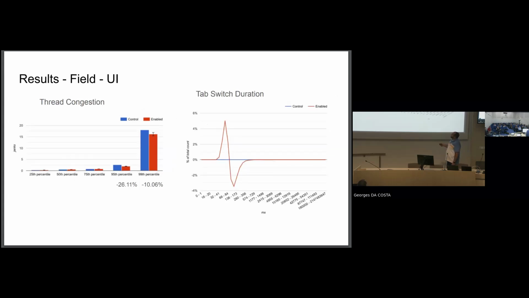Thread congestion here is how backlogged our threads are in the browser process specifically. This showed improvement across the board, but the higher percentiles showed a lot of improvement: almost 26% improvement in the 95th percentile, and 10% in the 99th. It's represented as janks, so how often the user is likely to see janks. That's good. Tab switch duration is how long it takes us to switch between foreground tabs. That only showed improvement. A lot of the higher milliseconds just went away and got pushed towards the lower milliseconds, so nothing on this side here.